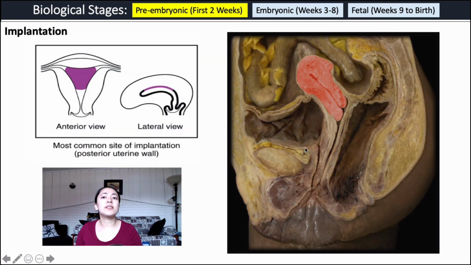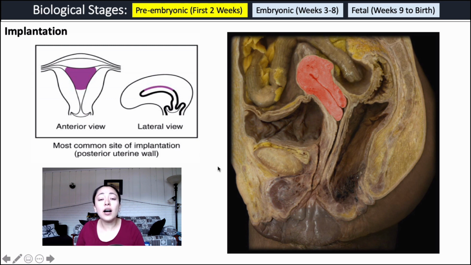So where's the most common site of implantation in the uterus? Well, most commonly, the blastocyst will implant in the posterior wall of the uterus. So remember, the uterus usually tilts over the bladder. So this is a cadaver image. This is the bladder here. Here is the uterus. Here is the vaginal canal right here. And so you can see the uterus is tilted over the bladder. So this would be the posterior wall, or the rear wall. And so the placenta will usually grow back on this wall.